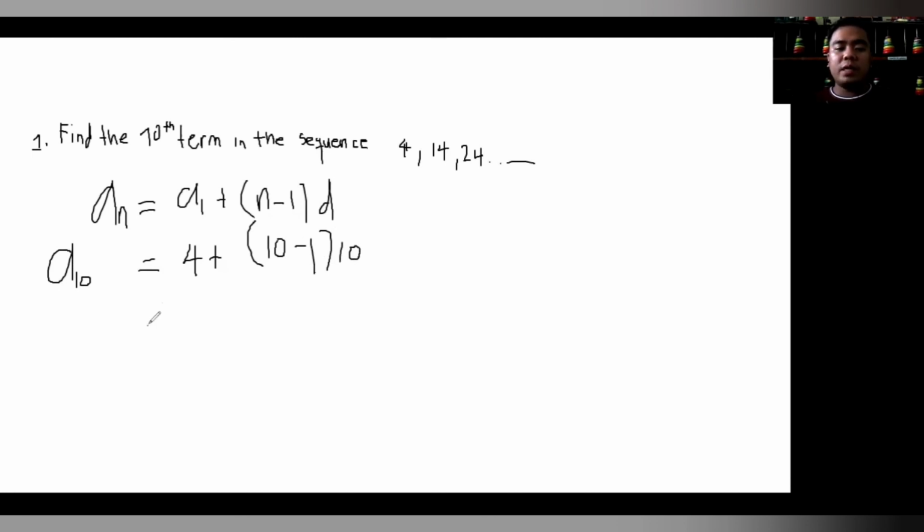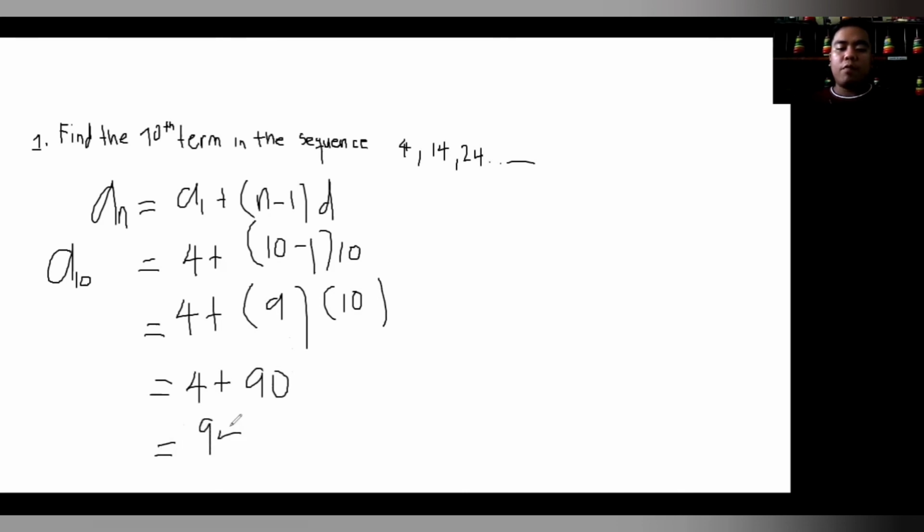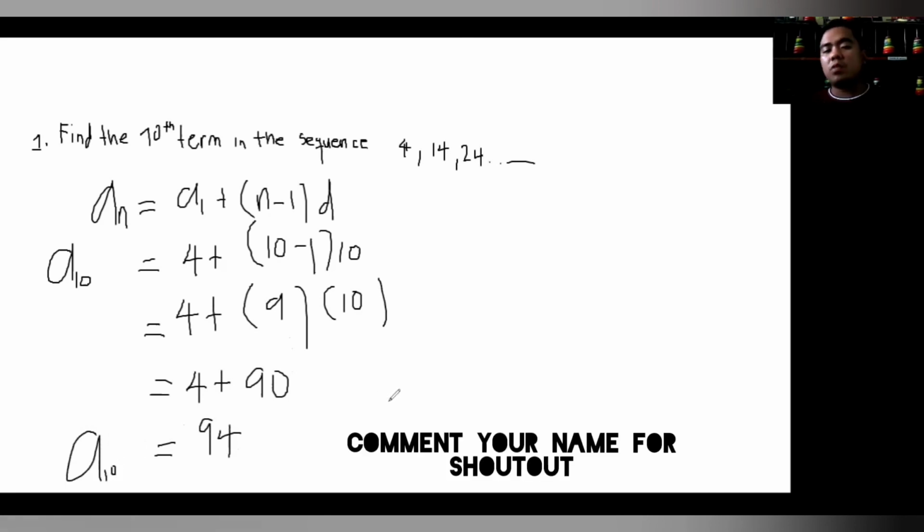So that will become 4 plus 10 minus 1, which is 9, times 10. By the order of operations, multiplication comes first. 4 plus 90. Therefore, the 10th term is 94. Okay? So that is your a sub 10, or your 10th term. Alright?